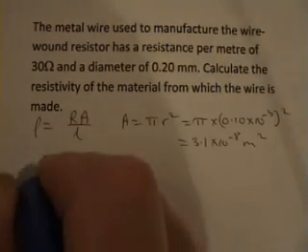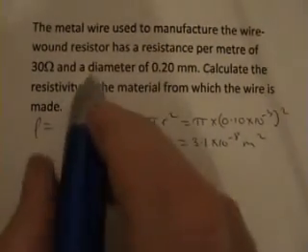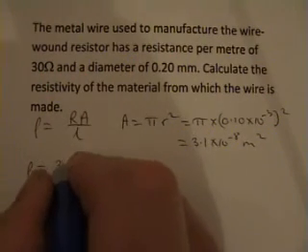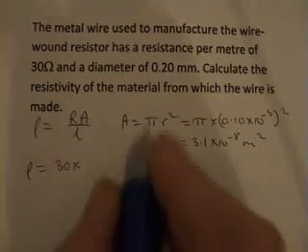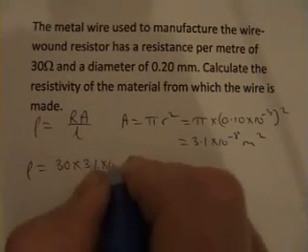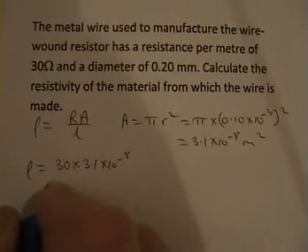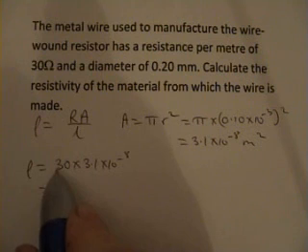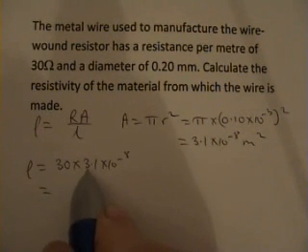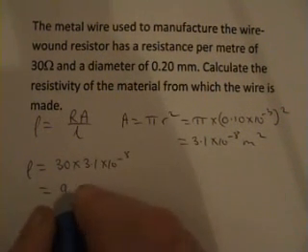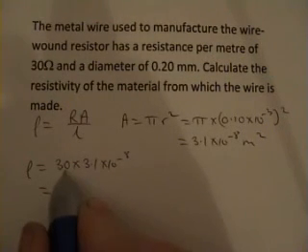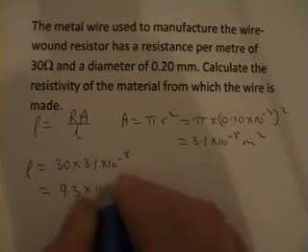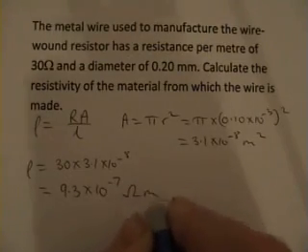So now resistivity, it's R over L, which we know is 30, times the area, 3.1 times 10 to the minus 8. We could use our calculator, or we could just multiply by 3. 3 times 3.1 is 9.3. There's a 10 there and a 10 to the minus 8 there, so 9.3 times 10 to the minus 7 ohm metres.